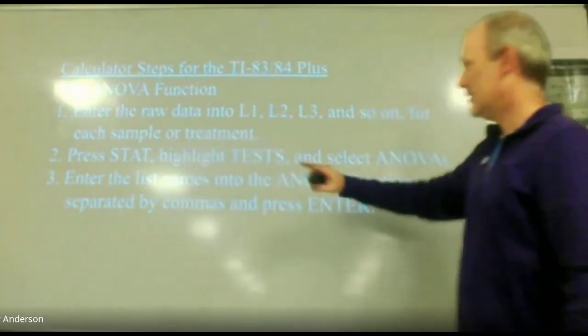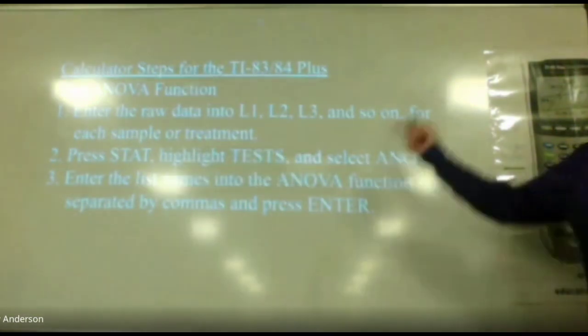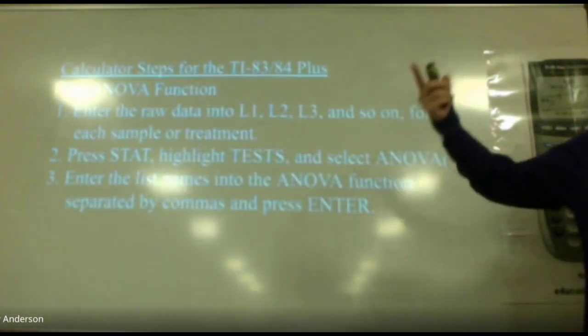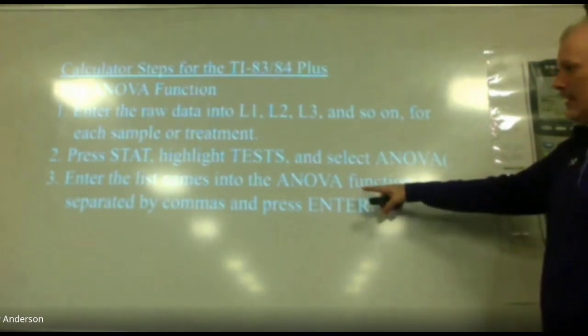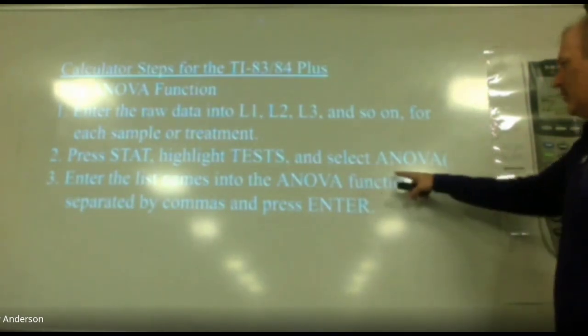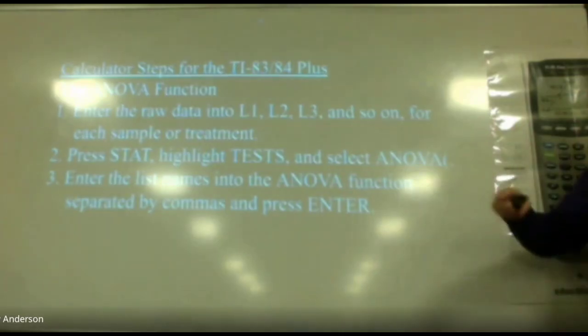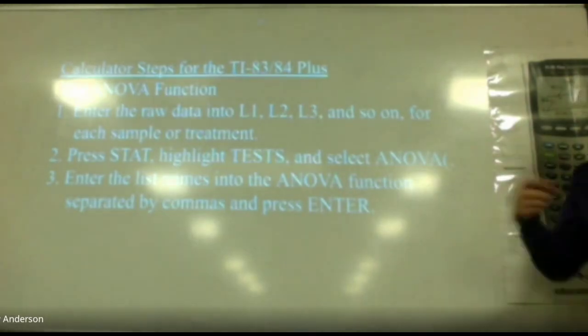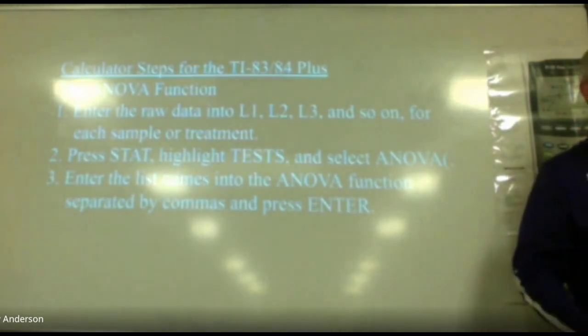Press stat. Again, highlight tests, and then we go all the way. I think it's the very last one on the bottom. And we'll do this together in a few minutes, but that's what we're looking at. Enter the list names into the ANOVA function. What's going to happen is it's going to bring this up with a parentheses, but there will be nothing after it. So then what we'll put in is L1, comma, L2, comma, L3, comma, however many of them we have. And then once we're done, we'll close the parentheses and hit enter. And then it'll tell us what we need to know.